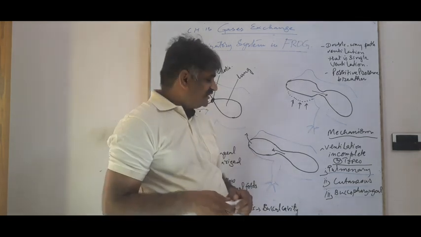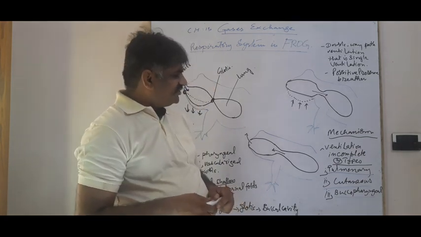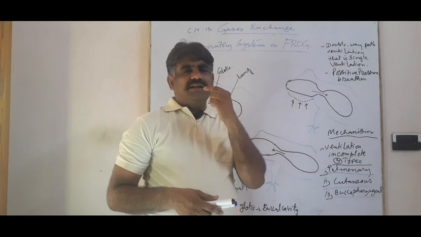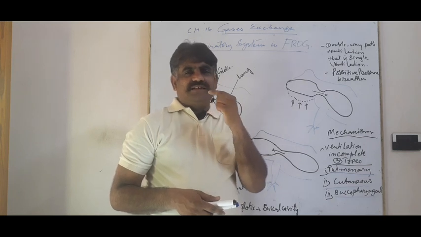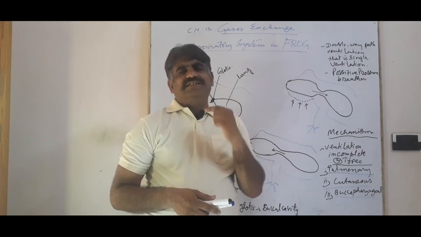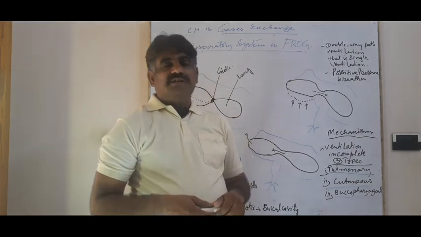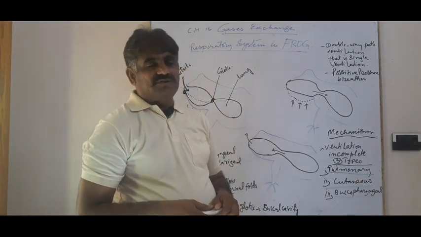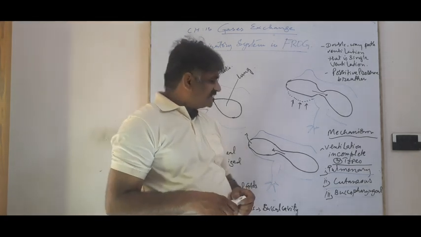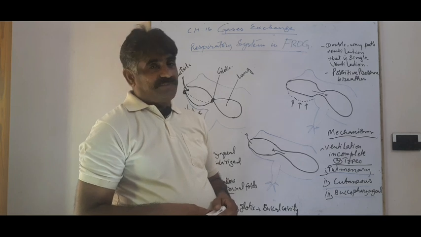I already told you the third type of respiration in frog is through the lining of the buccal and pharyngeal region. They are also thin and vascularized, so gases are also exchanged here. So it is called buccopharyngeal respiration.